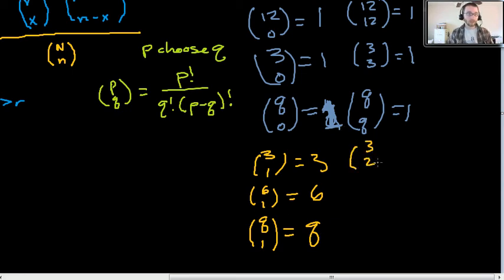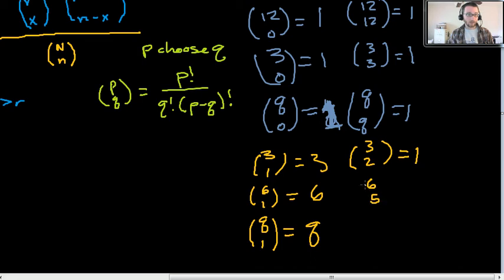Alternatively, if we want to choose 2 successes out of 3, that's the same as choosing 1 failure. And again, there are 3 places to put the failure. We can fail in the first trial, or on the second trial, or on the third trial. Those are the only 3 ways we can fail, only 3 places we can put that failure. So this will also be 3.